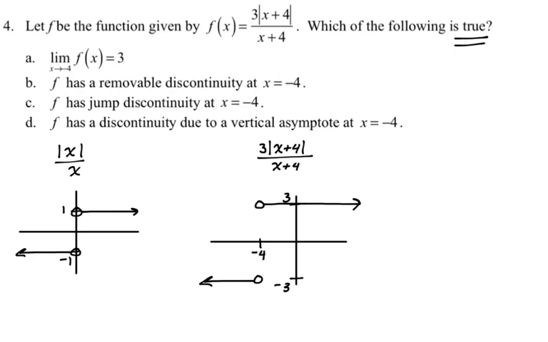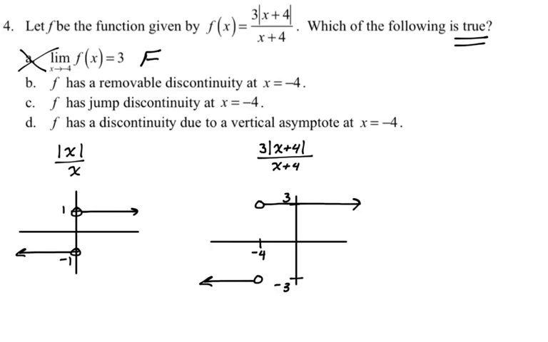So the first option here says the limit as x approaches negative 4 of f of x is equal to 3. But the limit from the left is negative 3. The limit from the right is positive 3. So the limit actually doesn't exist.